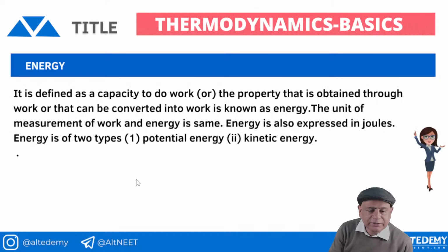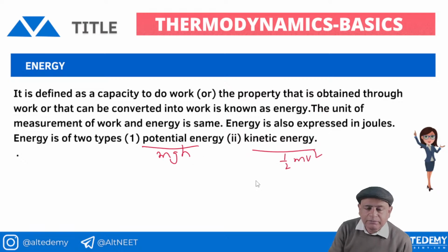Energy. We have different forms of energy. We call these potential energy and kinetic energy. Potential energy, you must have calculated, is mgh. Kinetic energy, you know, is half mv square. But energy can be of different types.